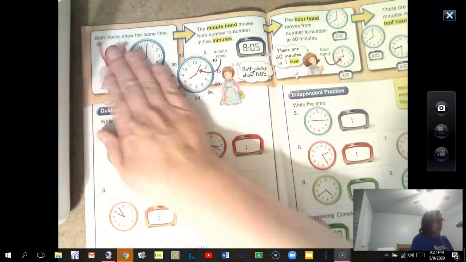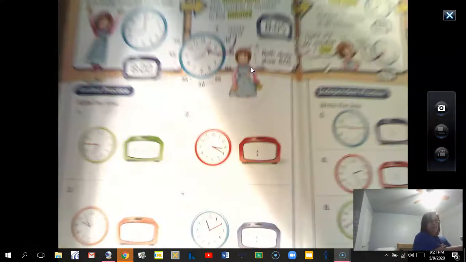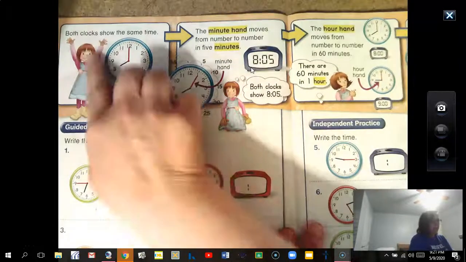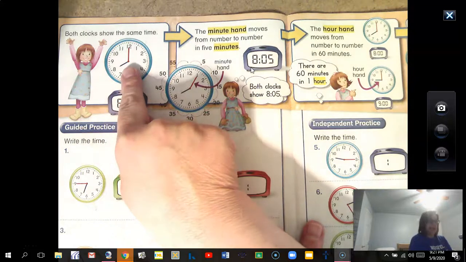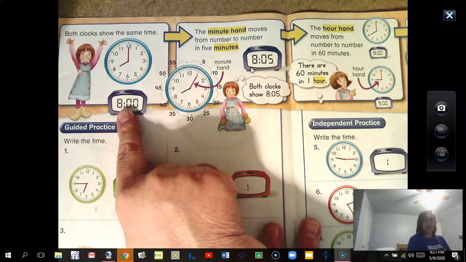And it says both clocks show the same time. Let me move this down a little bit so you can see this a little bit clearer, guys. All right, both clocks show the same time. This one is an analog clock, and it says 8 o'clock. This is a digital clock, and that also shows 8 o'clock.